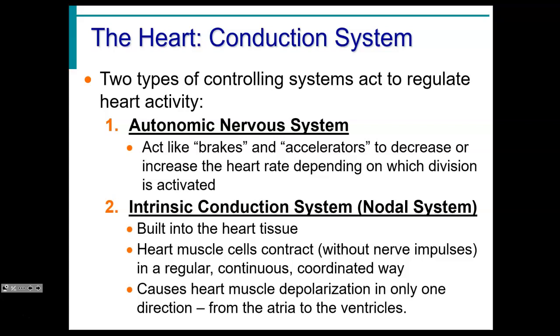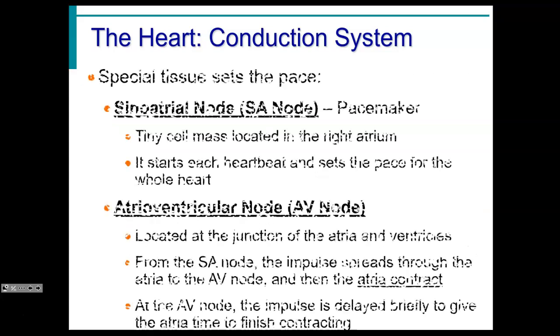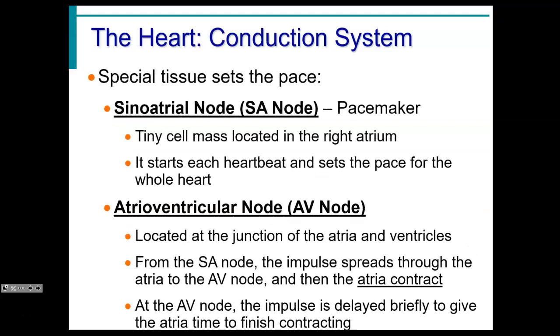It goes through depolarization and repolarization and all that, like we talked about in the nervous system, just like everything else does. Okay, so the heart itself is controlled by the autonomic nervous system, and the pumping mechanism is controlled by an intrinsic conduction system that uses nodes to make that happen. So here's the nodes that it uses.